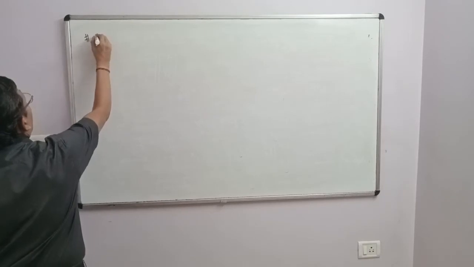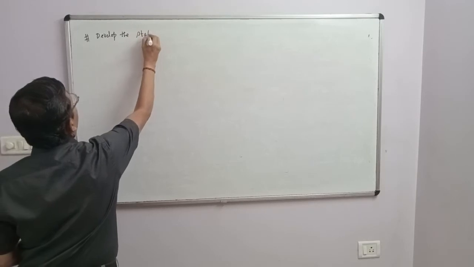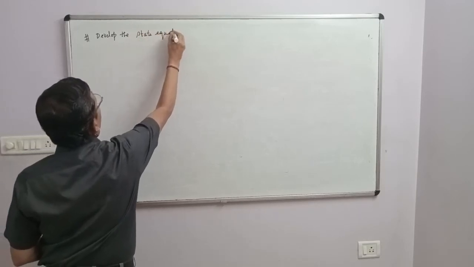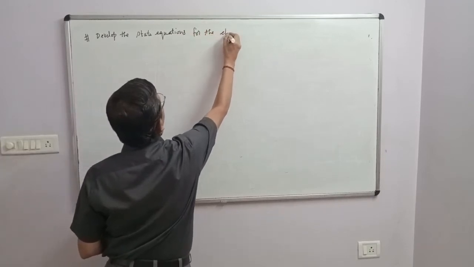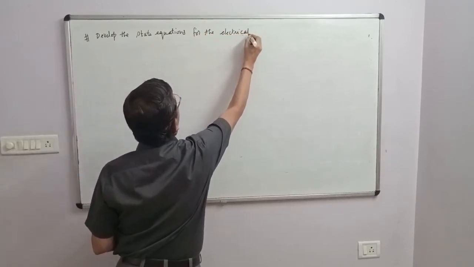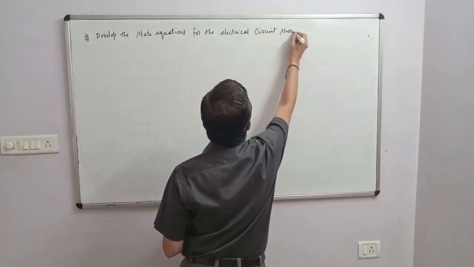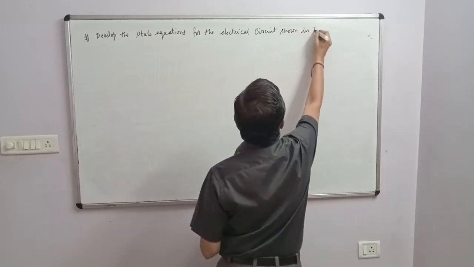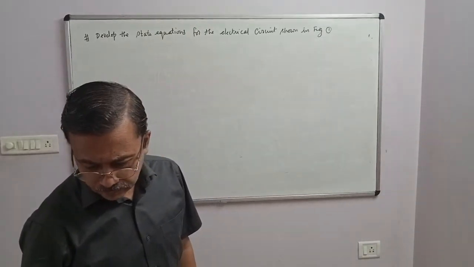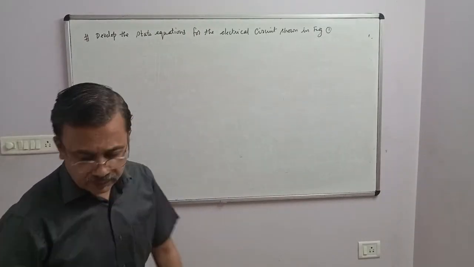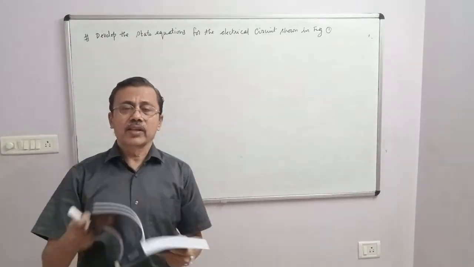Develop the state equations for the electrical circuit shown in figure 1. So this is the textbook that I have written with my colleague. This book I am using extensively, correct?